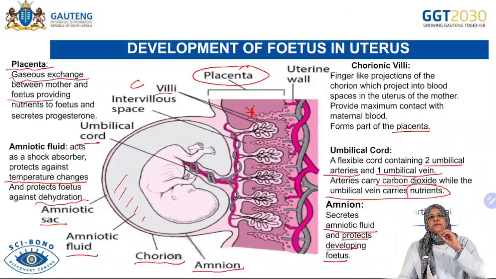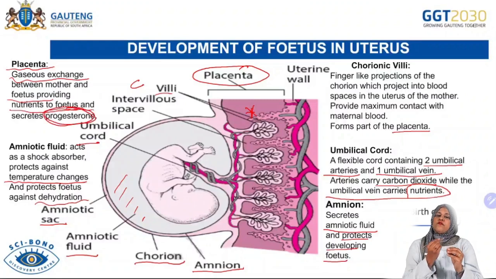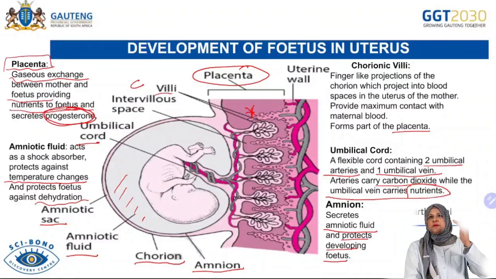And another important function of the placenta is that about 3 months into the pregnancy, the corpus luteum will disintegrate, and the placenta now takes over the job of producing the hormone progesterone. So this is very important. And remember, we need progesterone to maintain the thickness of the endometrium, to keep it thick, vascular, glandular, so that it can maintain that pregnancy.